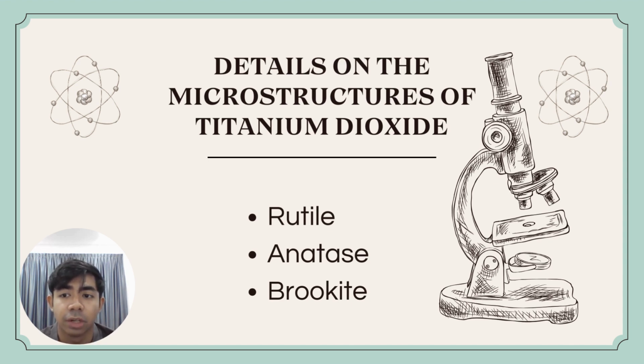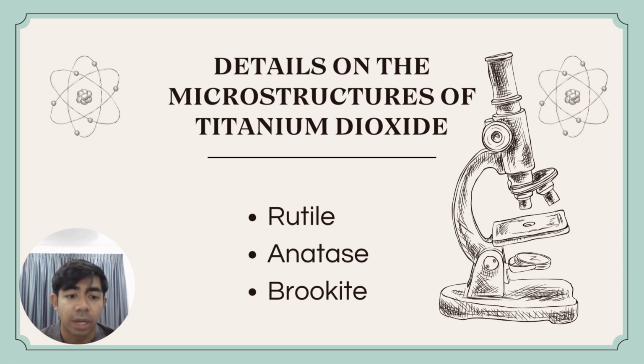It has a tetragonal crystal structure with a high packing density, contributing to its hardness and stability. The next one is anatase, which is a metastable form of titanium dioxide with a tetragonal crystal structure. It is less dense than rutile and has different optical and photocatalytic properties.